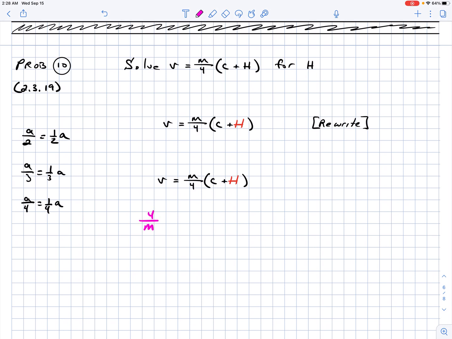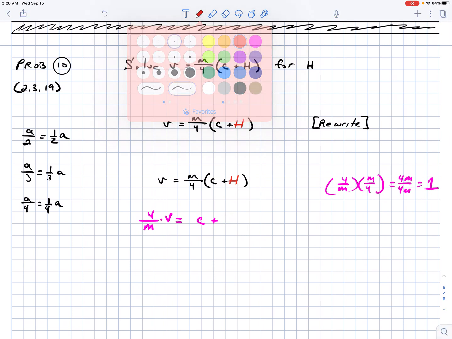4 divided by m times v is then going to be equal to, and I won't write it out, but here's the c plus h. What I didn't want to write out was this piece over here, which was 4 over m times m over 4, which is equal to 4m over 4m, which is 1. So now at this place, I can just change this to red, sorry.